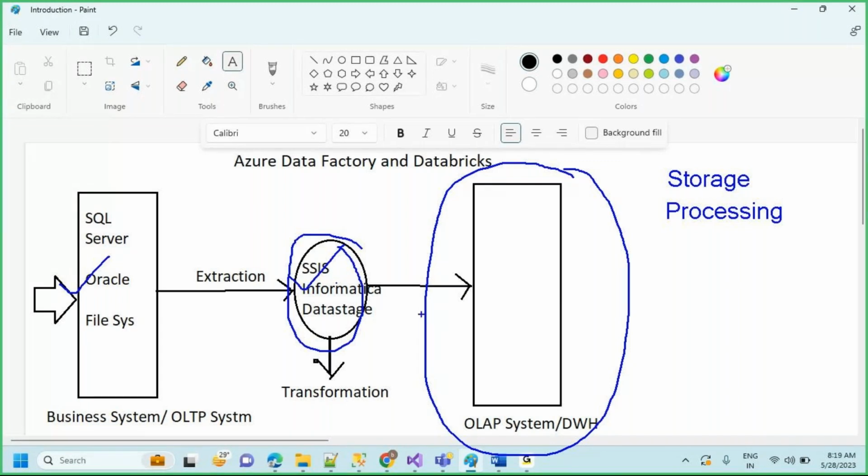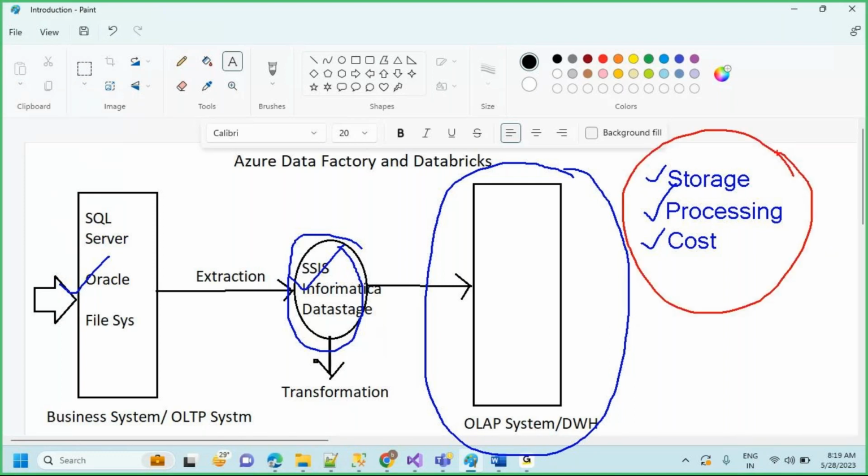So storage is a problem, processing is a problem, and cost is also a problem. You have to pay a lot. There are many problems if you go with the traditional approach. This is where the market identified the gap and came up with different kinds of solutions. I need a solution on top of my data with less price, less time, and much faster.